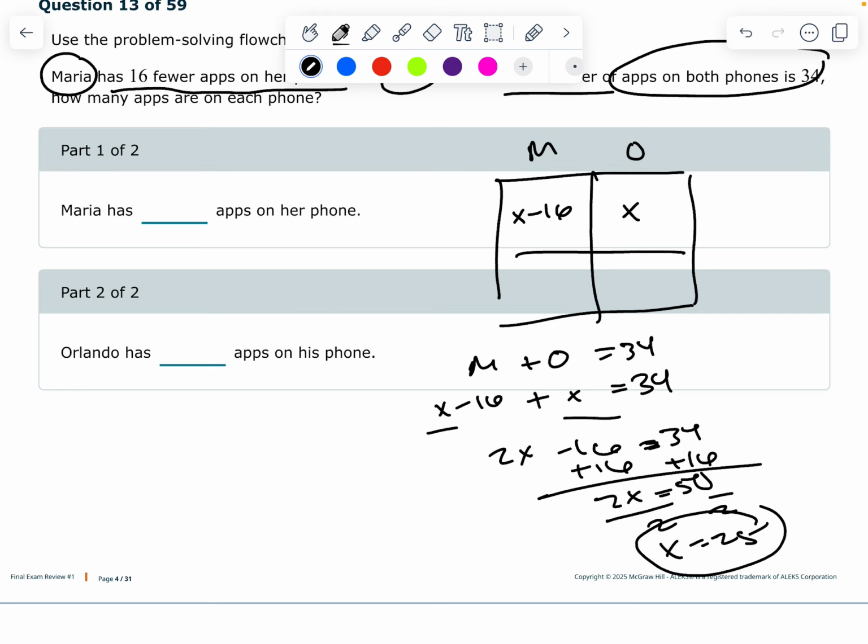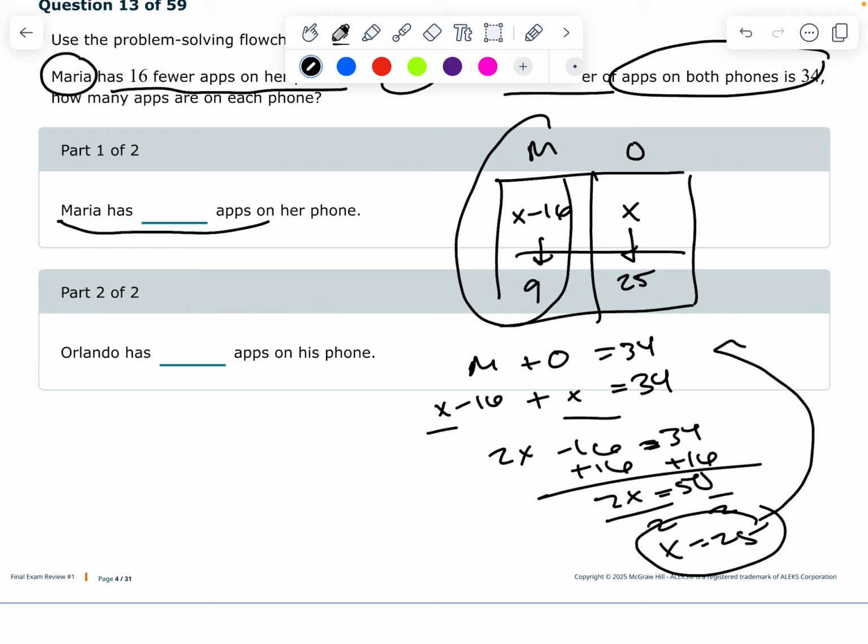And then I'm going to look back to my chart and see where that goes. So up here, if x is 25, that's this column of the chart. And this side is x minus 16, so 25 minus 16 is 9. And we can again look at the chart to see how many does Maria have. Maria has 9. How many does Orlando have? Orlando has 25.